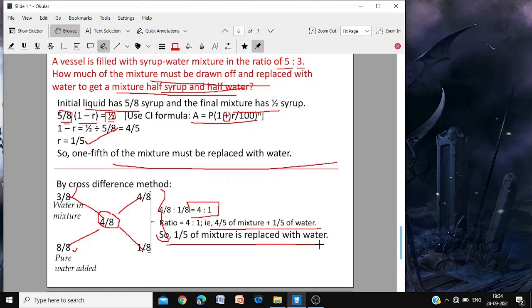So we can do it either with the so-called compound interest formula, where 5/8, the initial quantity of syrup, is the principal, and 1/2, the final quantity of syrup, is the amount, and 1 minus r because it is decreasing, not increasing.